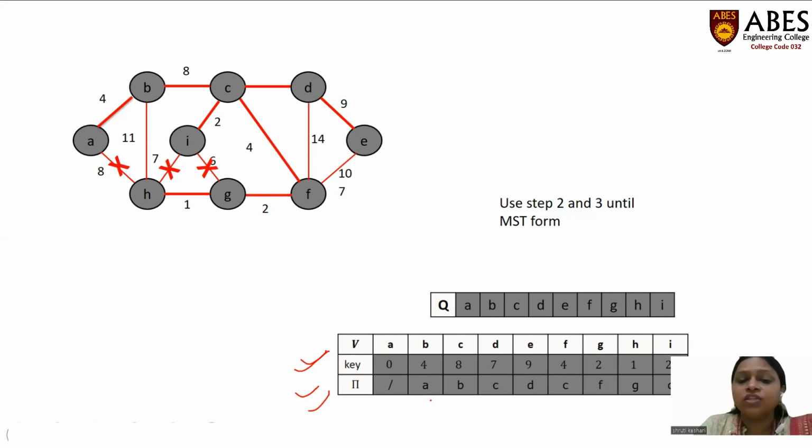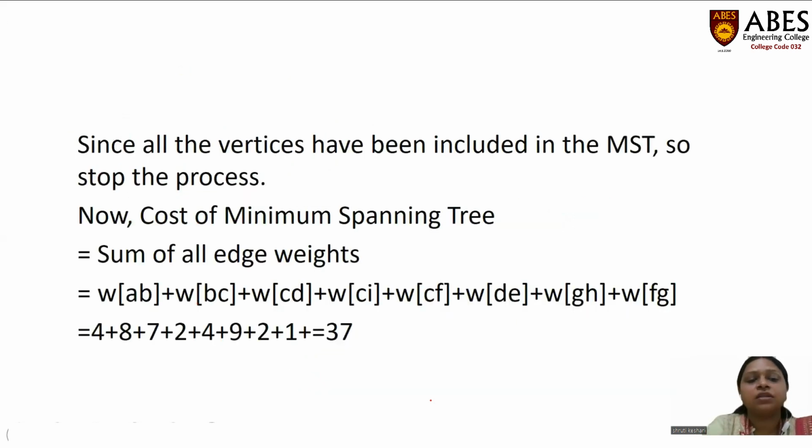Now, this will give you the exact cost of your MST. You need to add this one. This one, 37 will be the cost of your minimum spanning tree.